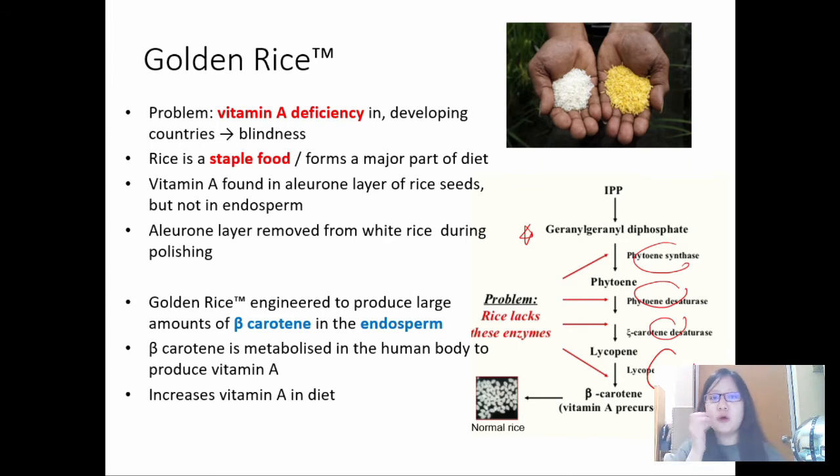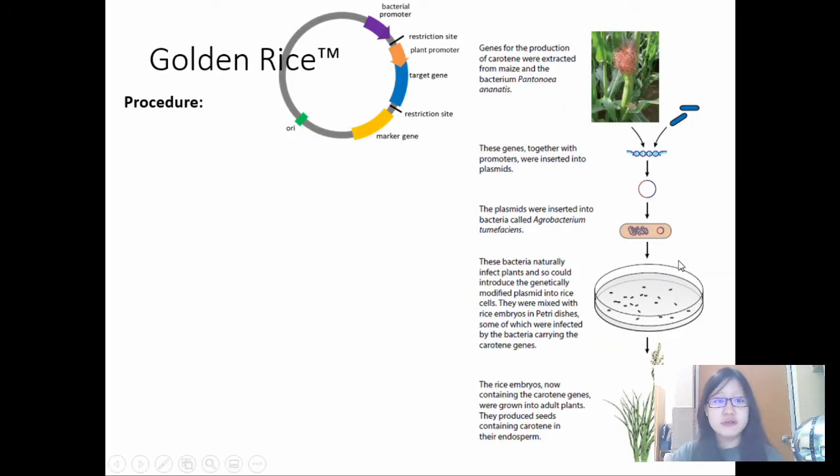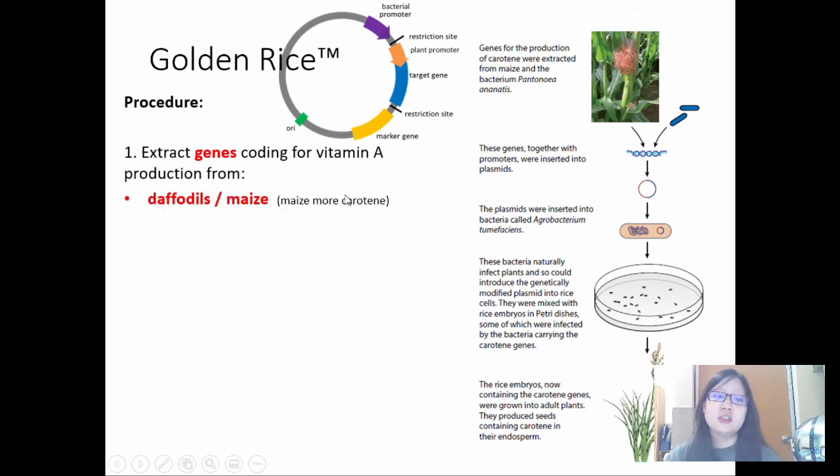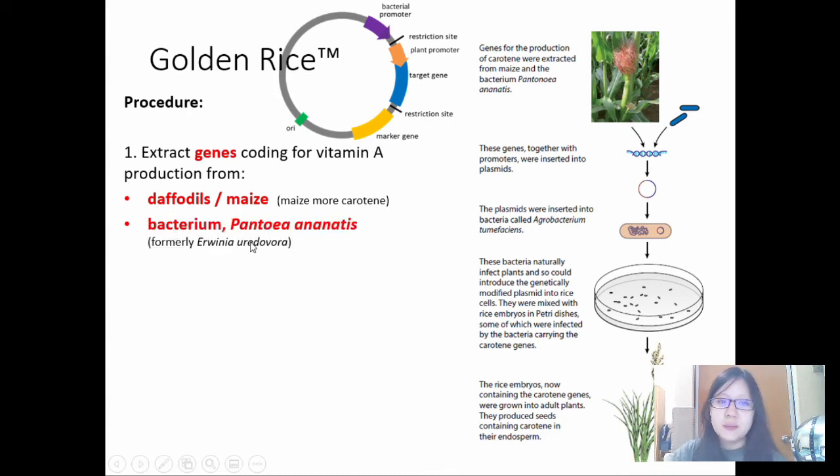This process is very important. It comes out in exams a lot. Let's go through it, okay? So golden rice, first part. First thing to do is to extract genes coding for vitamin A production, so the enzymes we saw just now. Extract those genes from daffodils or maize. They are a bit yellow, so they actually have a lot of those genes. Maize usually has more carotene, so maize is preferable here, but either one will do. And a bacterium, Pantoea ananatis. The name is not that important. You just need to know it's a bacterium.